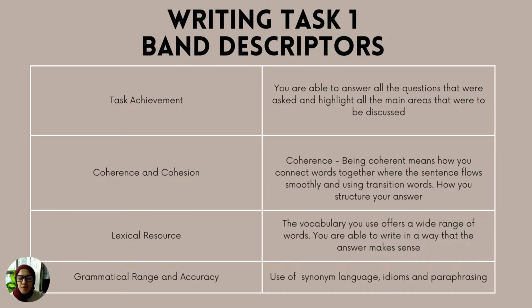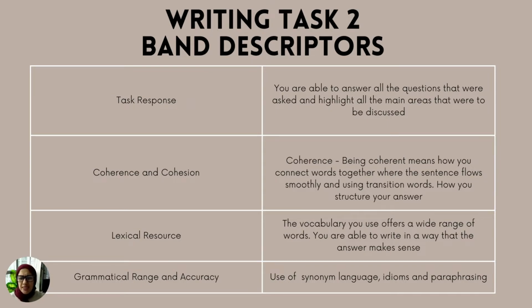So for the grammatical range and accuracy, the examiner is looking for you to be able to use synonym language, idioms, and you're able to paraphrase certain words from the question into your answer. If you are able to follow these 4 steps, then you are on the journey to scoring a band 9. But let's take a look at some other ones, and then I will give you some examples.